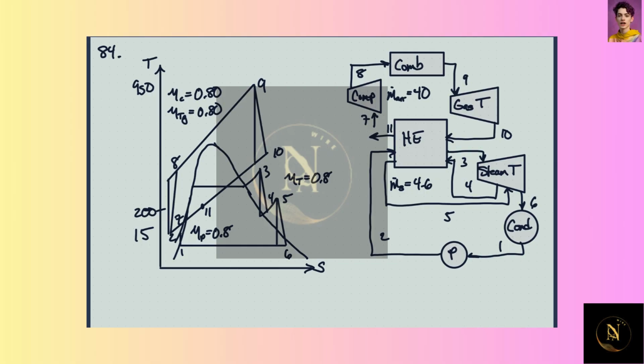So now our TS diagram looks like this. We have some efficiencies for the compressor and for the gas turbine, and for the pump and the steam turbine. That should be a little s there. So they're all 80%. So we have 80% efficiency in all our mechanical devices here.